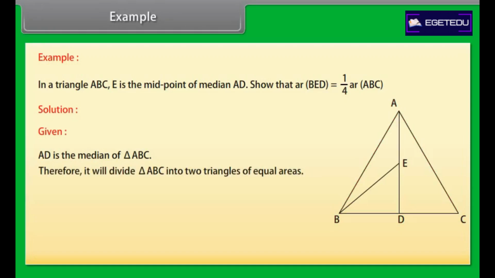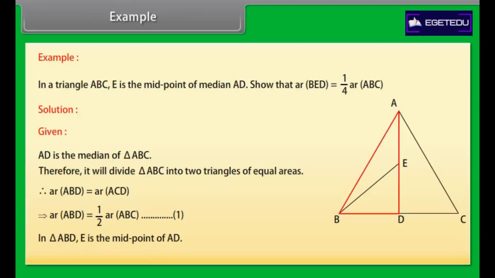The converse of this theorem is also true. It says that two triangles having the same base or equal bases and equal areas lie between the same parallels. Example: in a triangle ABC, E is the midpoint of median AD. Show that area of BED is equal to 1 upon 4 area of triangle ABC.